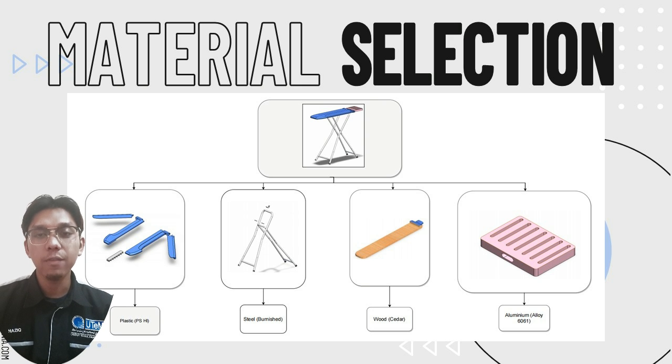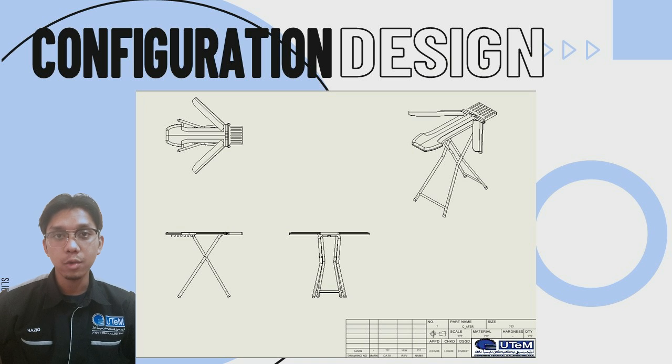For the board and level lock part, it is injection molded from plastic PF, while for the lower part such as stand cross, pin, and U-plate, it is made up of steel burnish. Then, for the middle part, it is cut out of cedar wood whereas the iron rest plate is stamped from aluminum alloy. Next, we move to drawing.